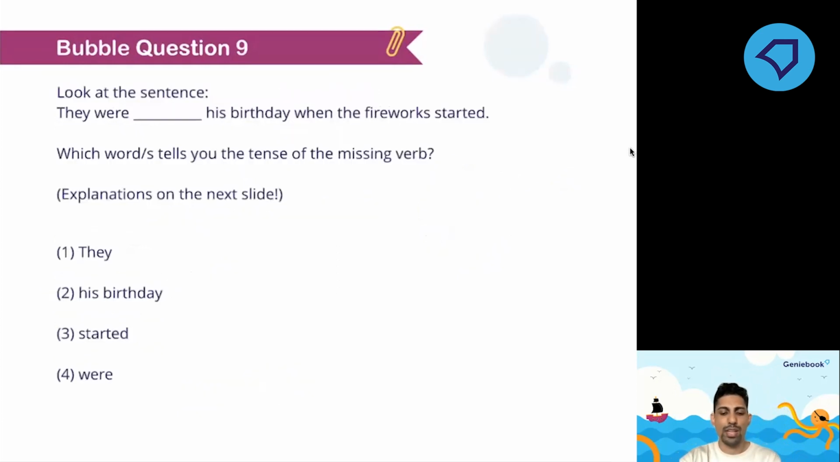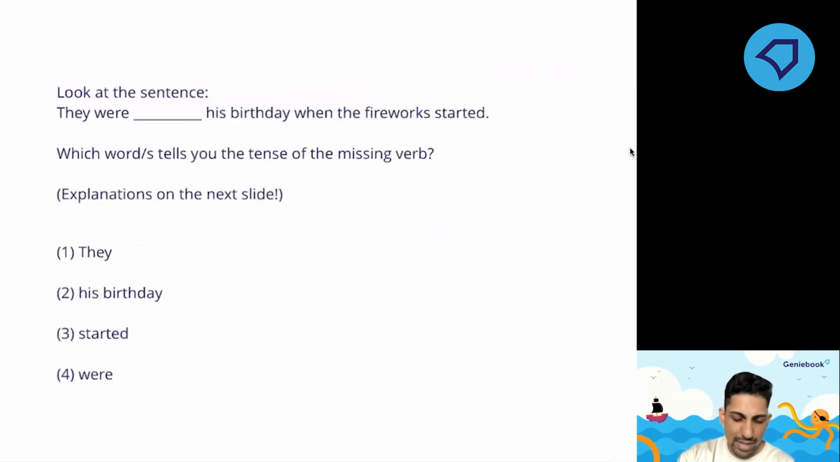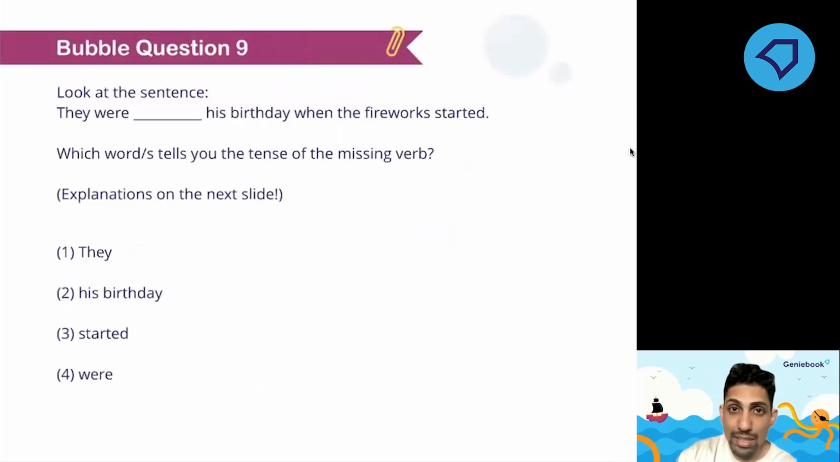Okay, so let's carry on. I edited this slide so it should make sense now. Let me double check. They were what when the fireworks started? Yes. I'll tell you the answer later on. Let's look at it. Ready? Go. Okay, so 61 people.